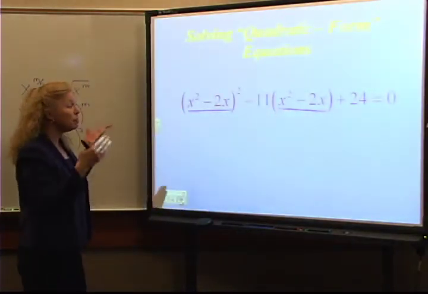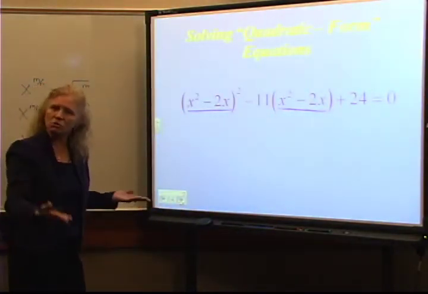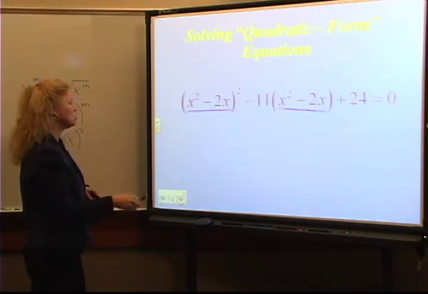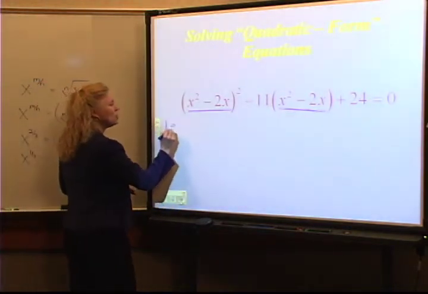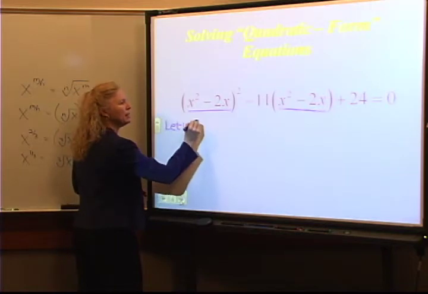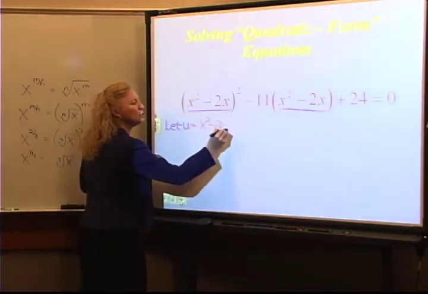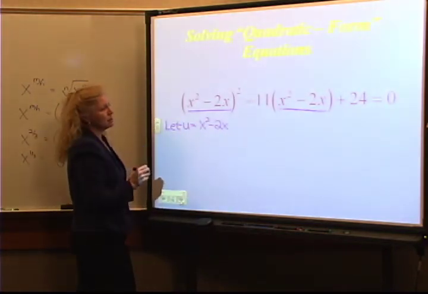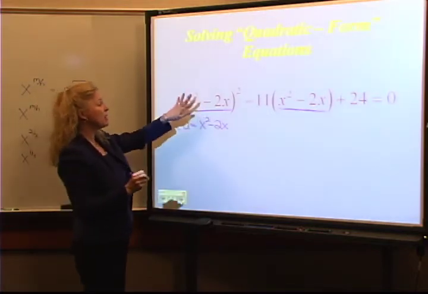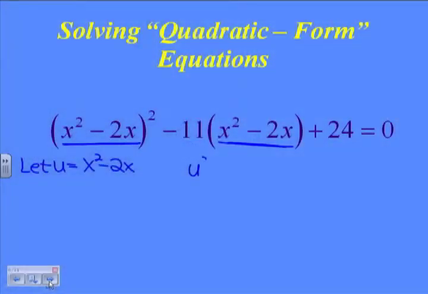It's actually beautifully set up to do a substitution. So let's do the substitution. We're going to let u equal this x squared minus 2x. And then this is very clearly going to equal u squared minus 11u plus 24.